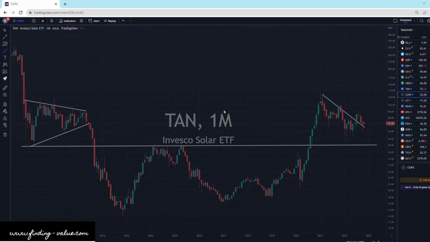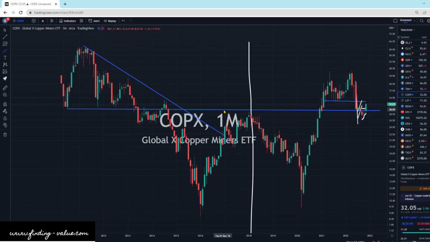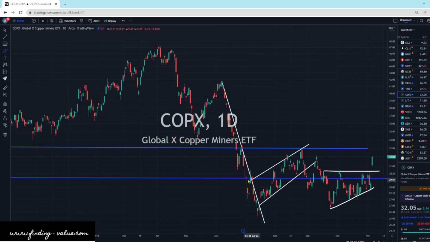Now, copper, this is COPX, the ETF. Copper's looking fantastic, guys. It ripped it today. China coming out with the reopening news. Remember, we were at support. It was just bouncing sideways, and now we're breaking out to the upside. I think copper and the diversified mining companies look pretty good. Again, if you're part of the Platinum channel, you know the copper miners and diversified miners that I really like.